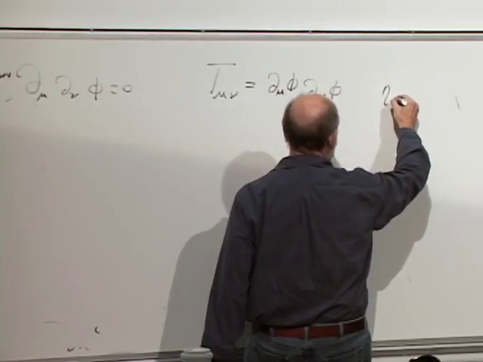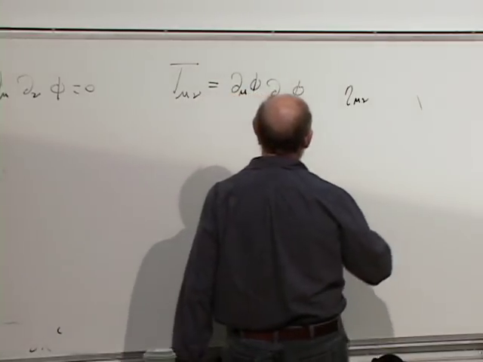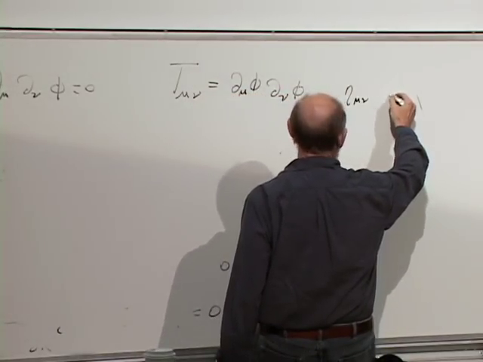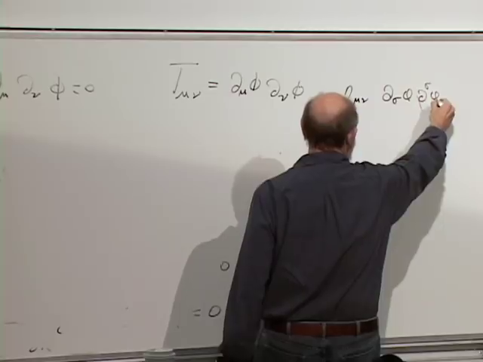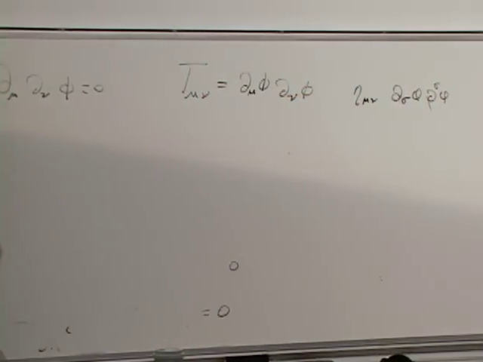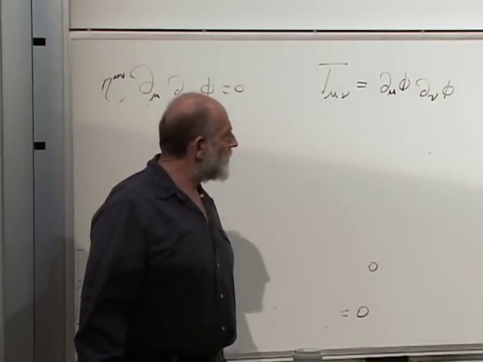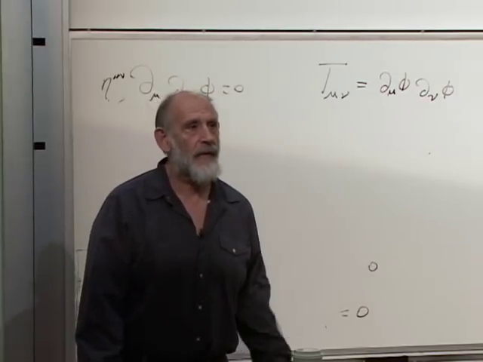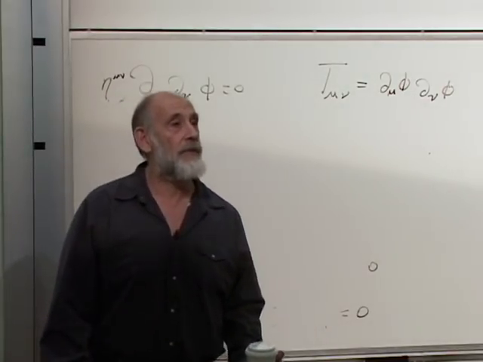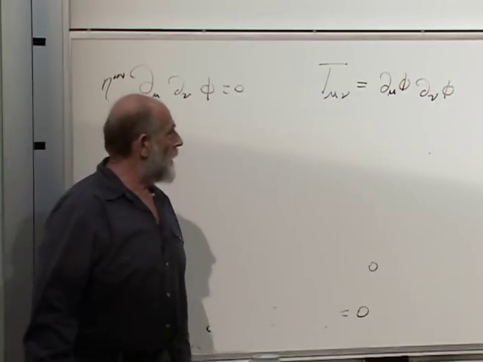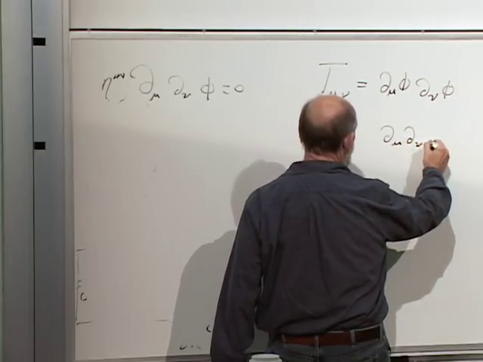I can add in eta mu nu. We're in flat space-time now. I can add in eta mu nu times, let's call it d sigma phi, d sigma phi. Anything else you can think of? You're staying away from second order terms. Okay, why am I staying away from second order terms? In other words, you're asking, why couldn't I have things with two derivatives, such as d mu d nu phi?